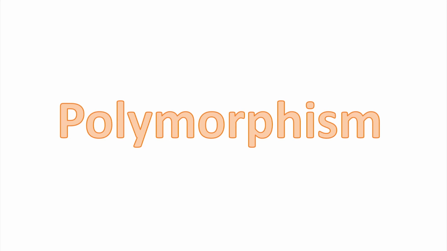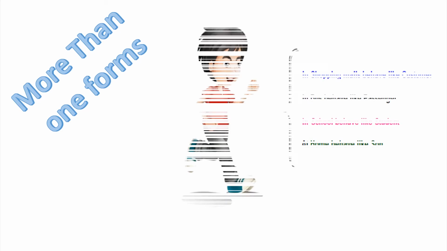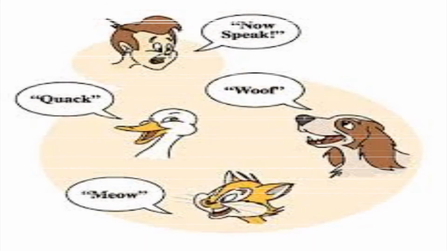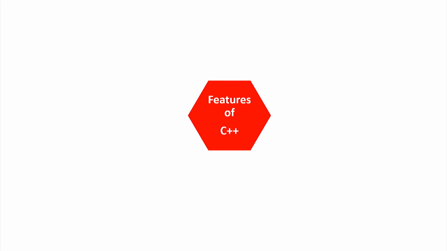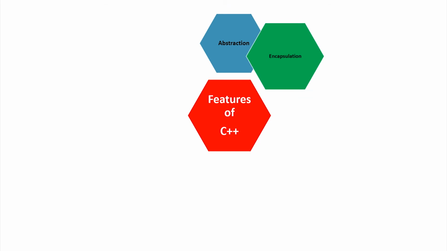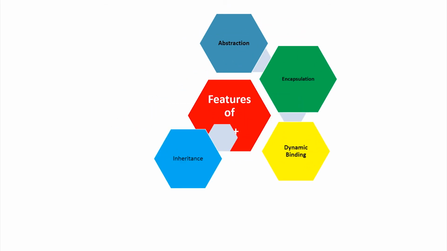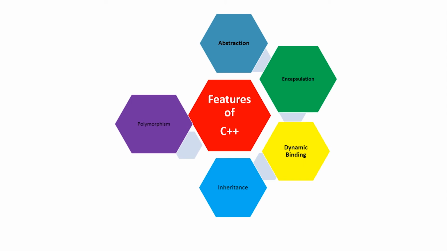Polymorphism. It is the ability to use an object in more than one form. Like, if we create a class animal and any object that has the method speak, now this object can be used in different forms for different animals. This is called polymorphism. So, we can conclude C++ has the following features: abstraction, encapsulation, dynamic binding, inheritance, polymorphism, and dealing with objects and classes.